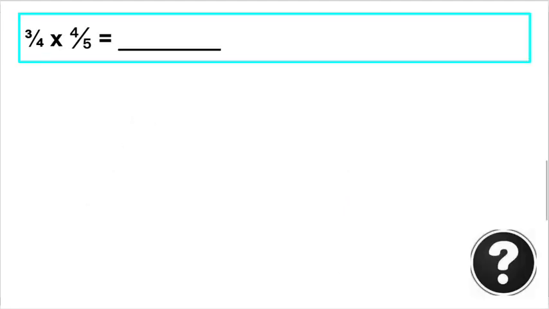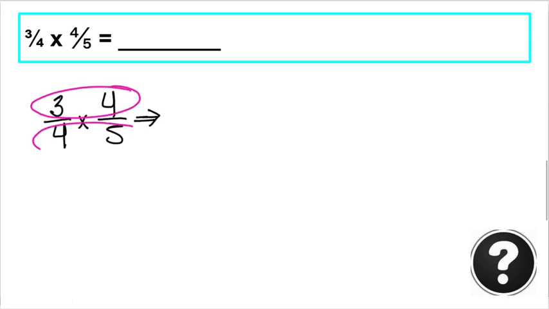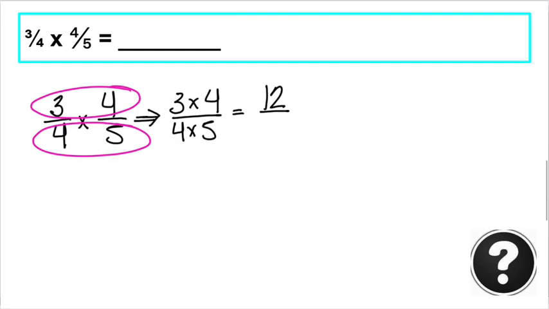Now let's look at some examples. Here you have 3/4 times 4/5. Remember, when multiplying fractions, all you have to do is multiply straight across, which means numerator times numerator, denominator times denominator. So 3 times 4 gives me 12, and 4 times 5 gives me 20. Now I'm going to simplify because I know that 12 and 20 do have a common factor.